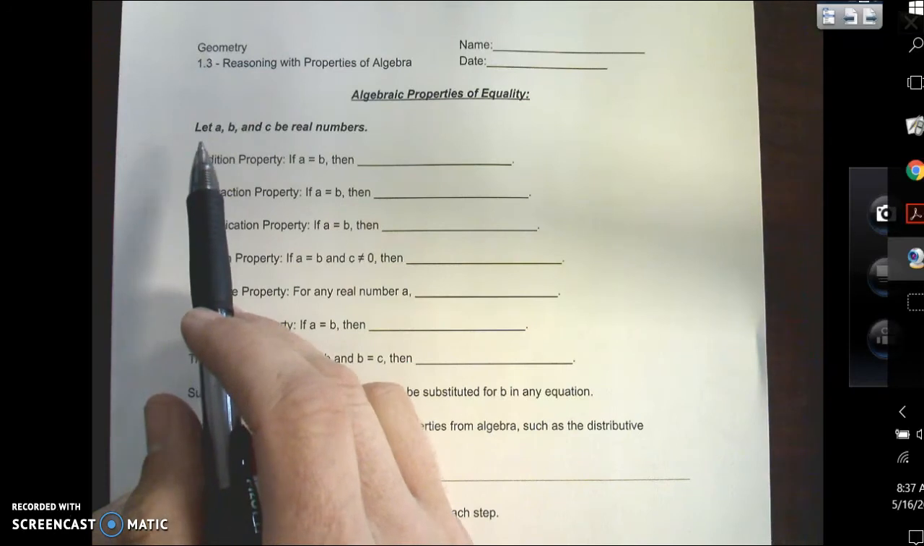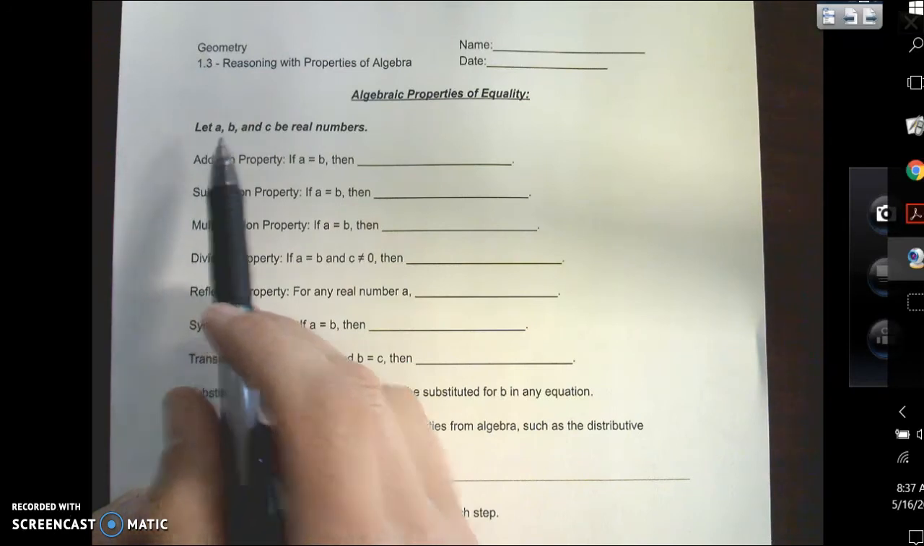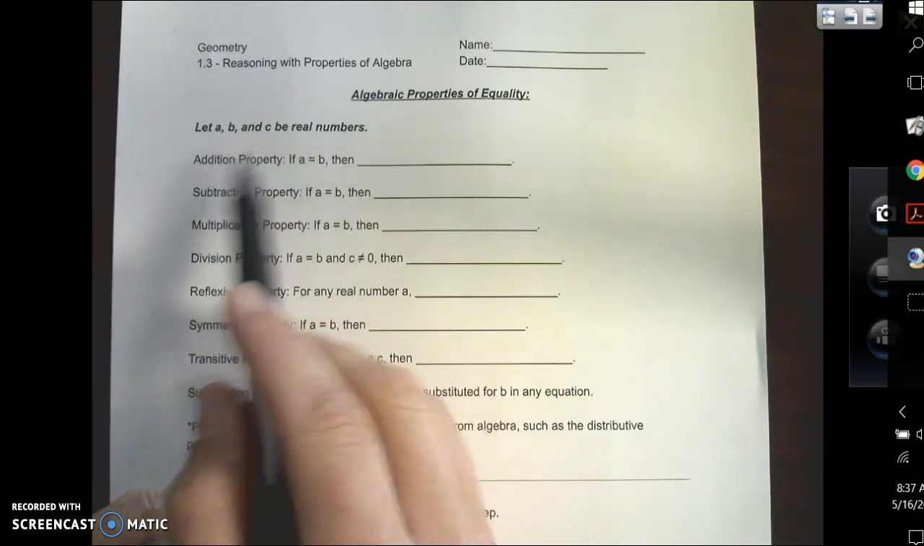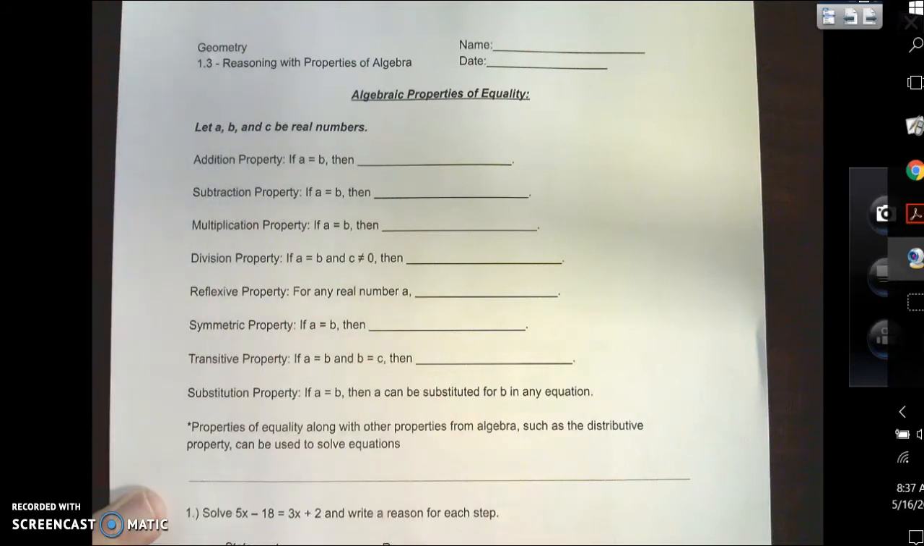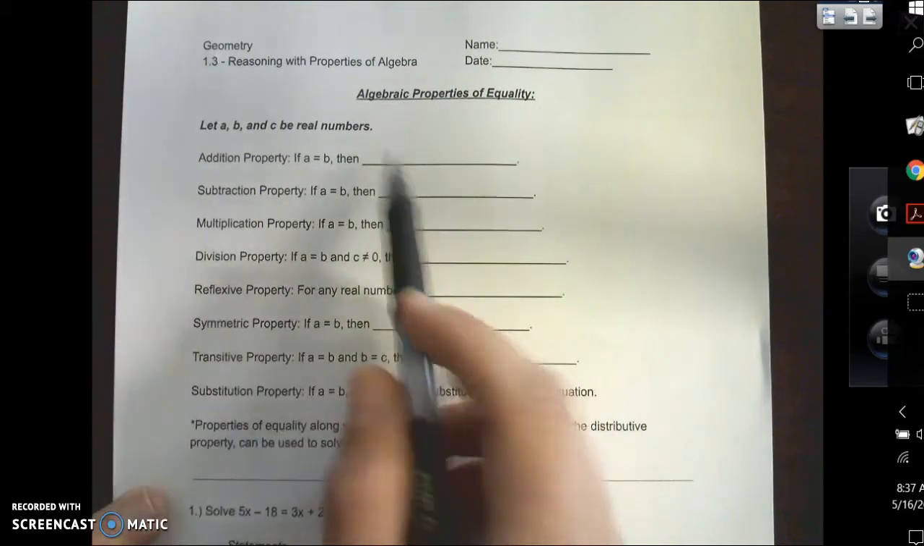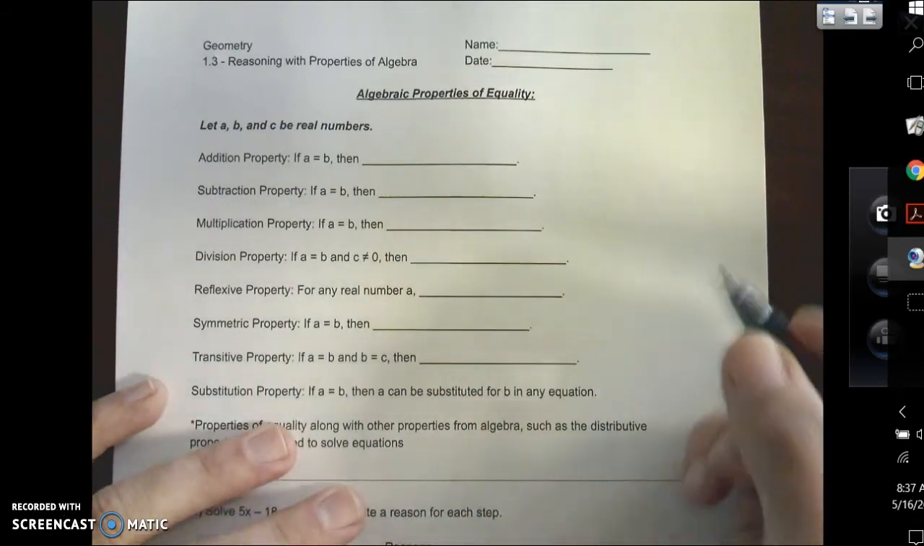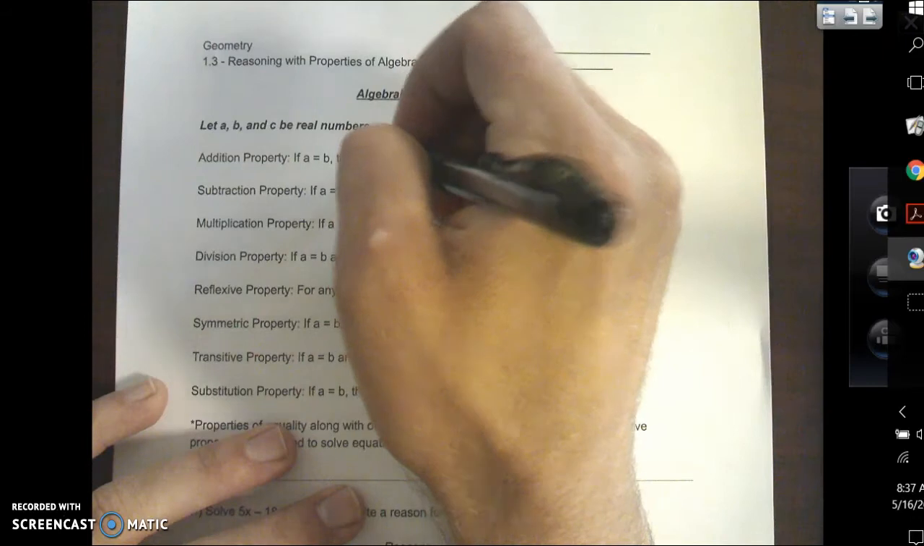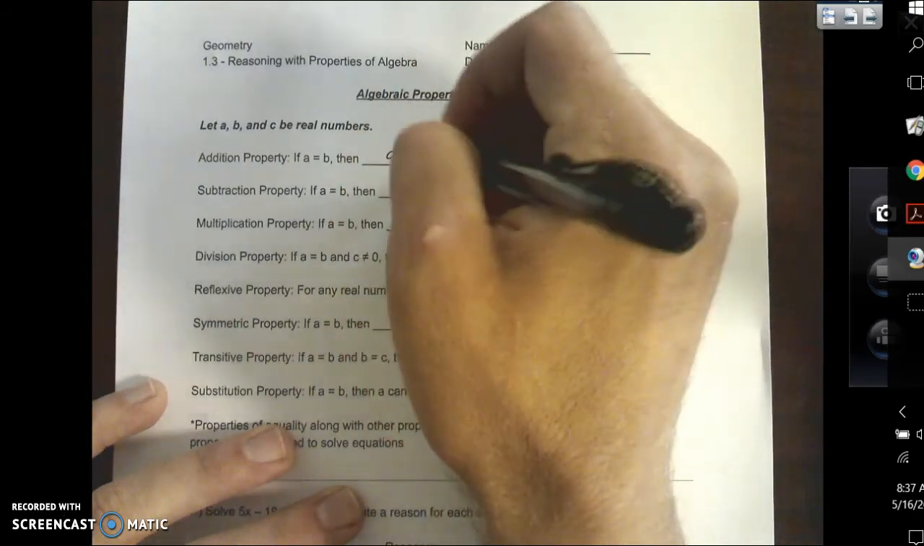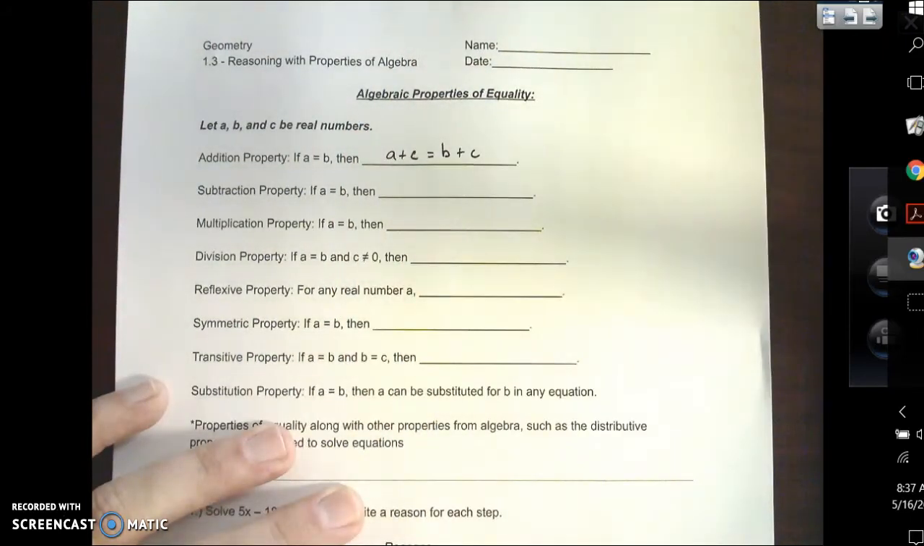So first thing we're going to take a look at is let A, B, and C be real numbers. Now these again are variables, okay, so they can represent any kind of number, specifically a real number. So for the addition property, if A equals B, then you are allowed to say A plus C equals B plus C.